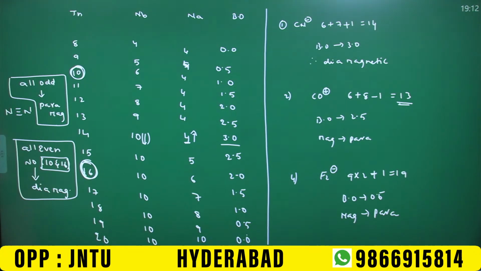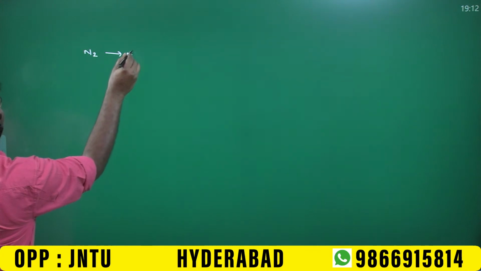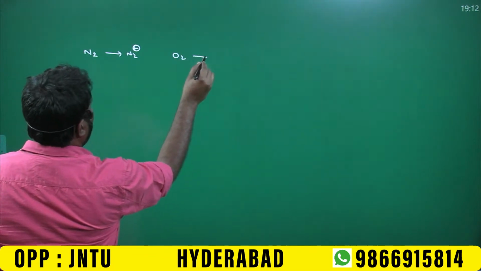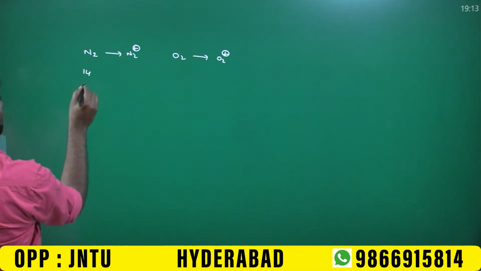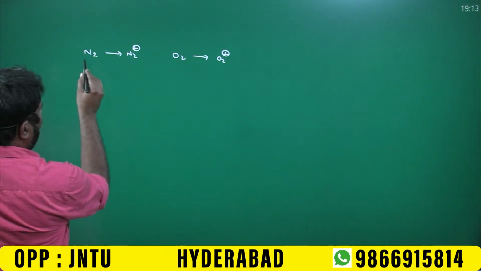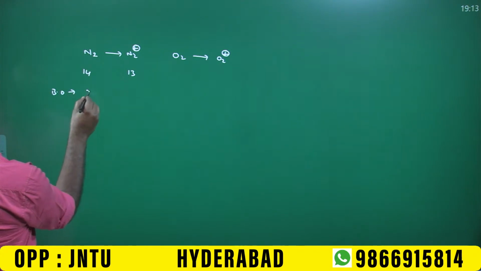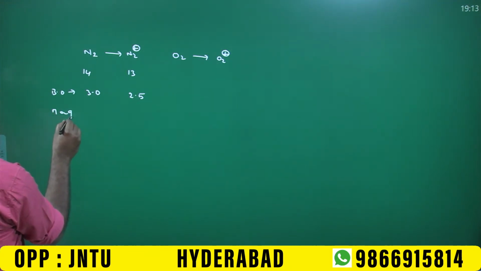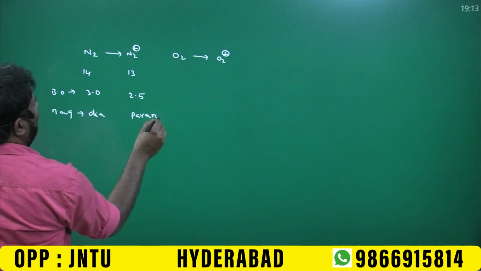What will be the answer? N2 turns into unipositive, means N2 turns into N2 plus, right? O2, dioxygen turns into O2 plus, right? So coming to the number of electrons, how many electrons do we have? 14 electrons. The 14 electrons turn into 13 electrons. Coming to the bond order, it is 3.0, here 2.5. Magnetic property, initially diamagnetic, this is paramagnetic, containing only 1 unpaired electron.